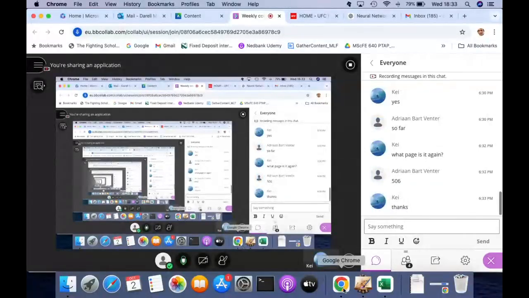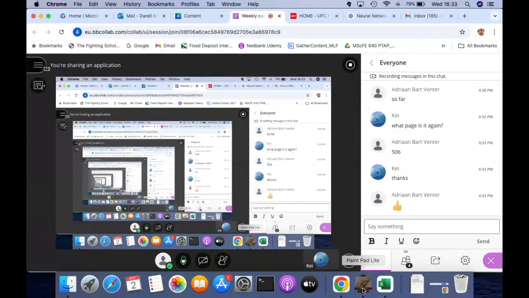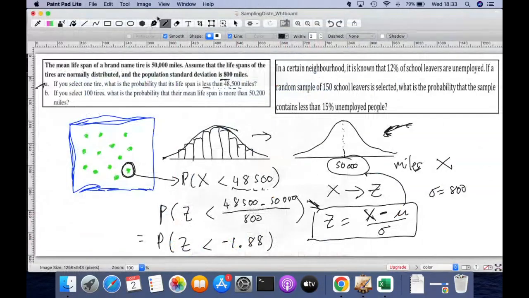506. Yeah, that's the table, right? Yeah, perfect. Thank you so much. I actually don't have the textbook with me, but thank you for that. All right. So I'm just going to make some space here.